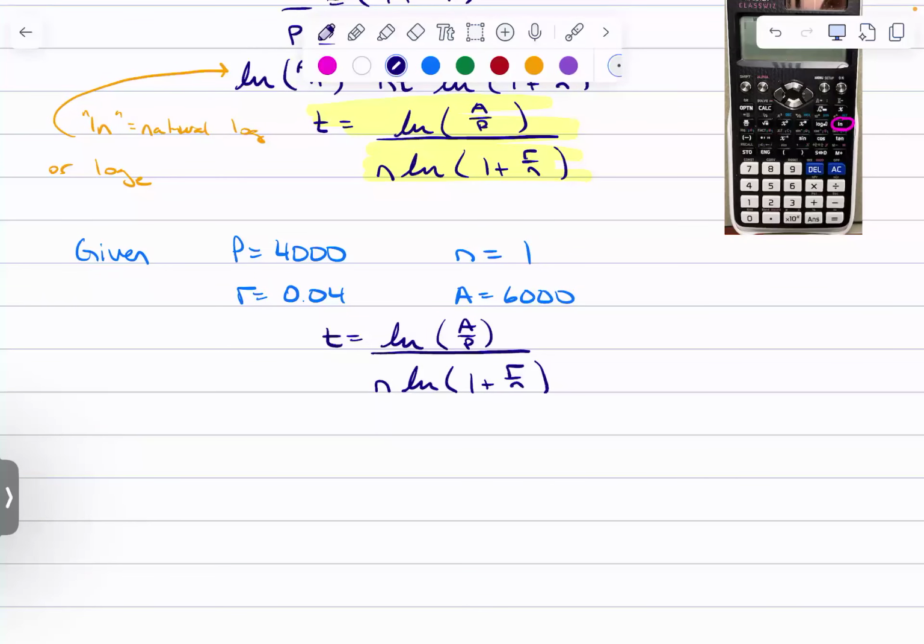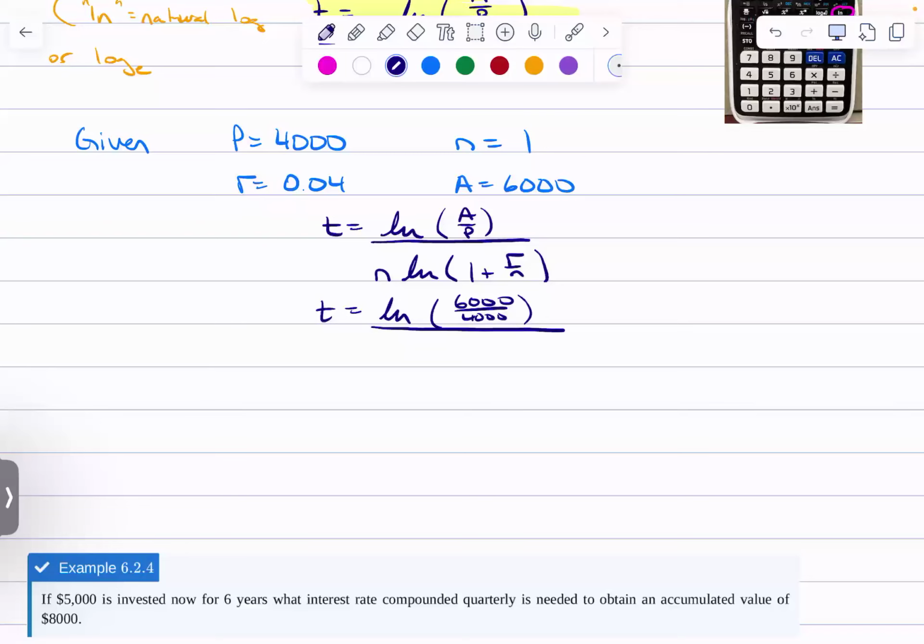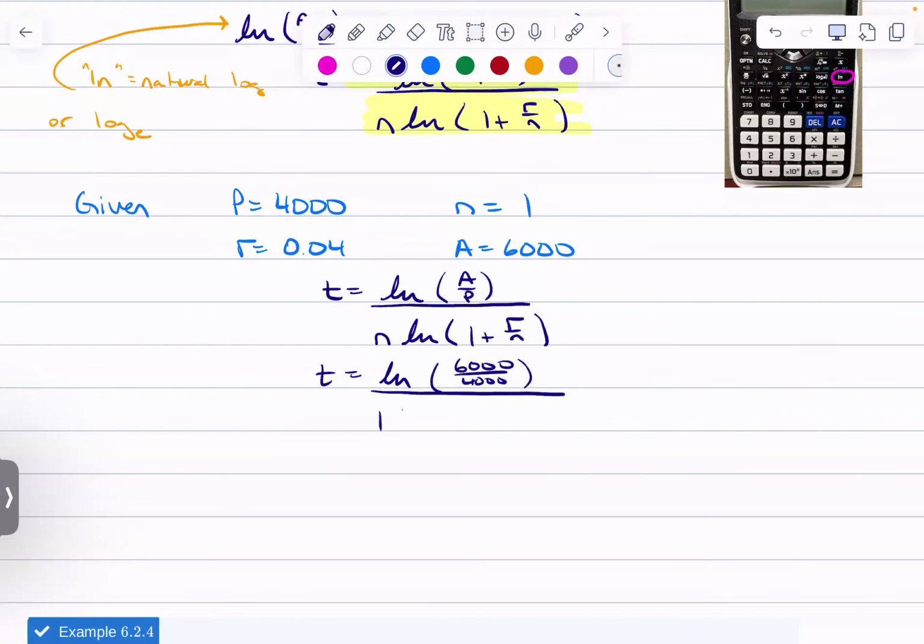We can plug in these numbers. The ln of 6,000 divided by 4,000 divided by n is 1, which you don't have to write if you don't want to. It's just gonna go away anyways, but I'll write it there for completeness. 1 times the ln of 1 plus 0.04 divided by n, which is 1.